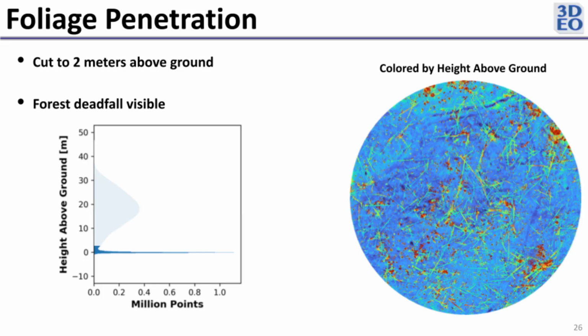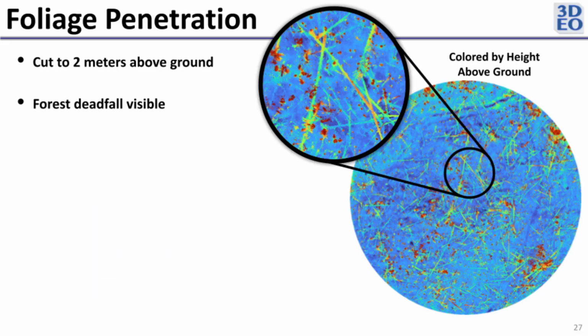So let's zoom in just on this little section. It looks like there's some trees kind of laying on top of each other. There's some bushes, smaller things. There's some stumps here and so on. It's a lot of fun to look at this data.